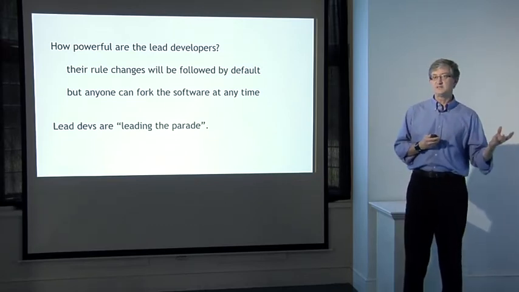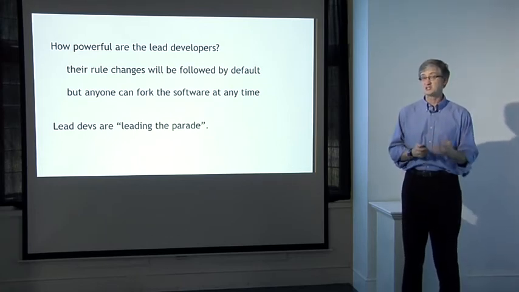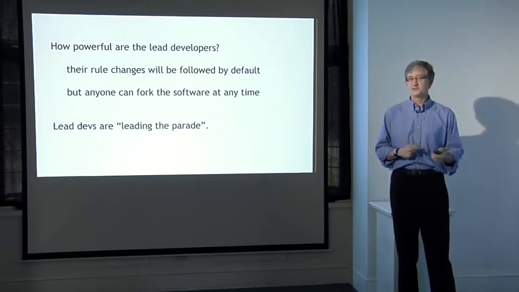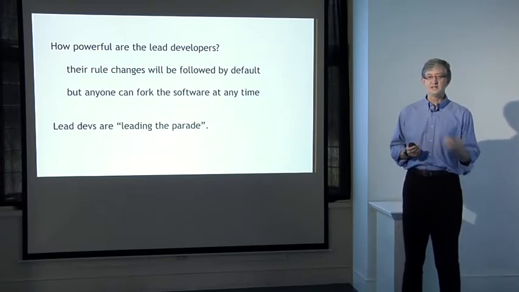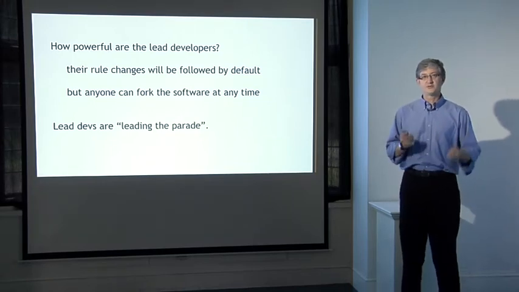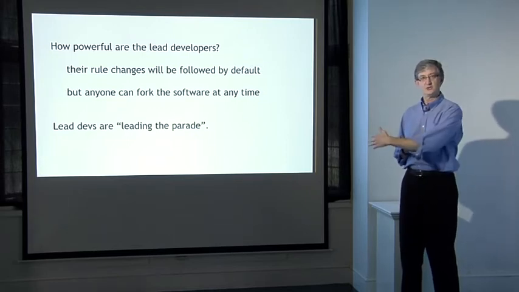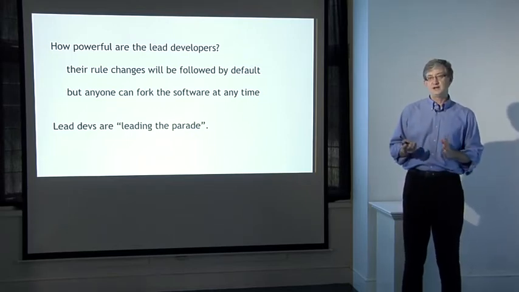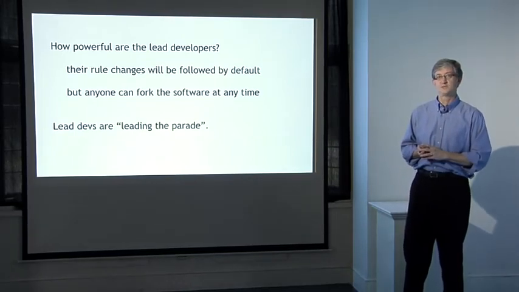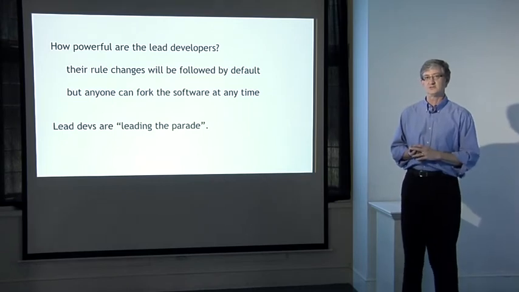And so if the lead developers start behaving in a way that the community doesn't like, strongly rejects, the community can go a different direction. So one way of thinking about this is to say that the lead developers are leading the parade. They're out in front of the parade marching, and the parade will generally follow them when they turn a corner. But if they try to lead the parade in a direction that's disastrous, well, then the parade members, marching behind them, might decide to go in a different direction.